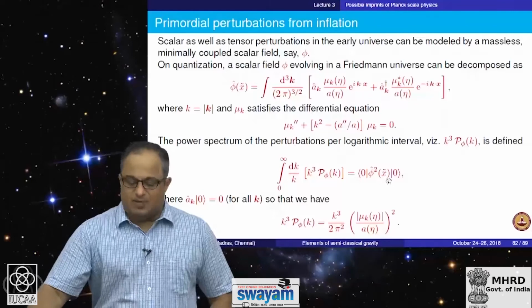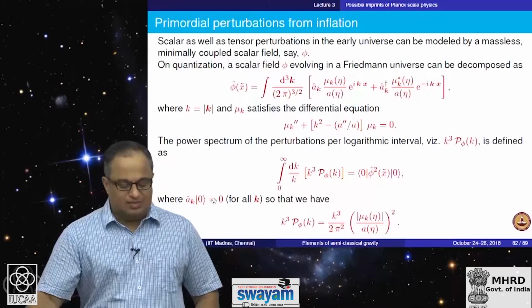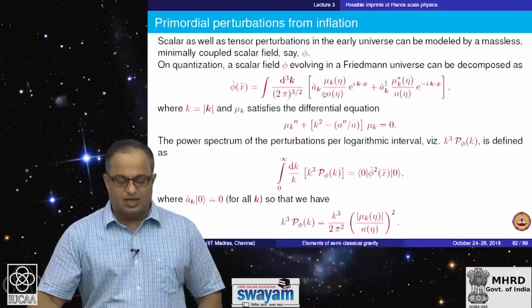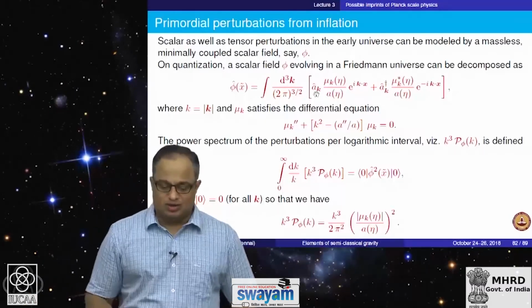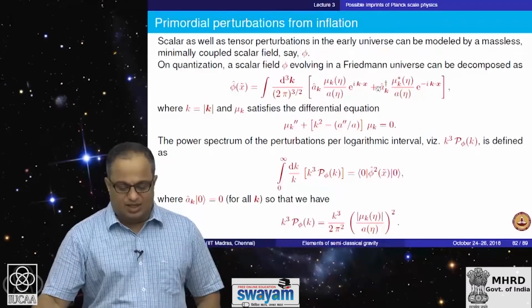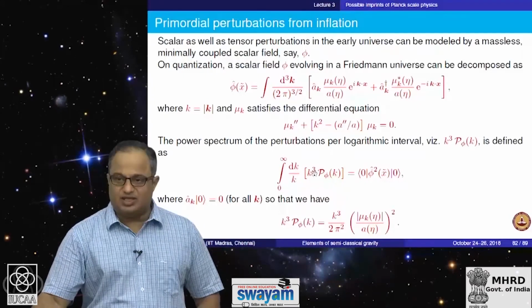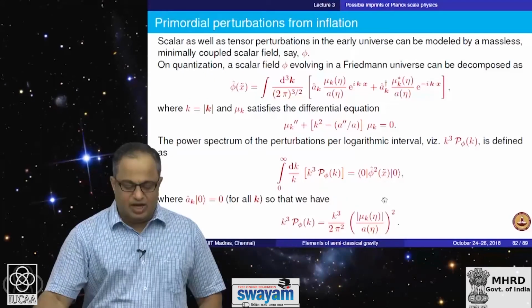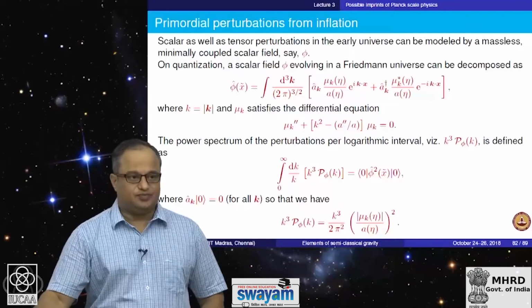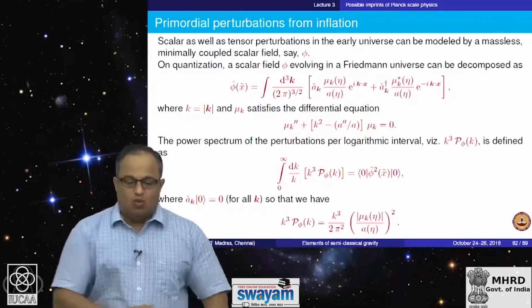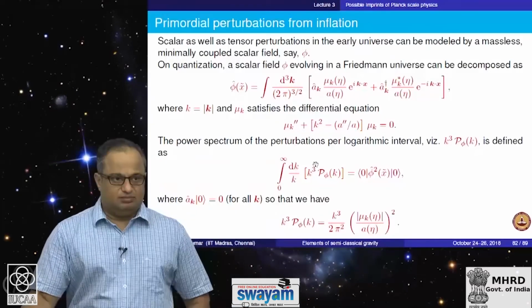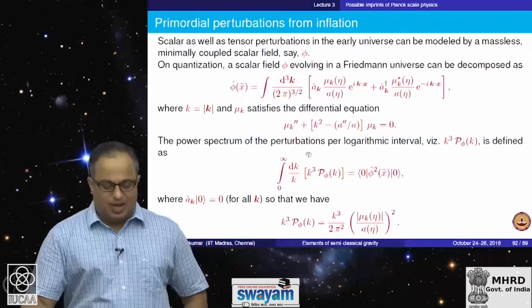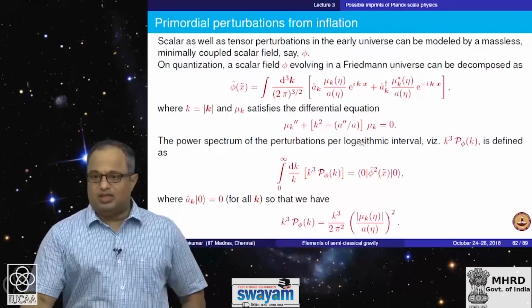And this expectation value is evaluated in some state which is annihilated by the annihilation operator for all k, of course. So what you do is that you take this decomposition in this expression, and you can arrive at this power spectrum. So what you are supposed to do is that given an A of eta, some Friedman model, you plug this in, you solve this differential equation.